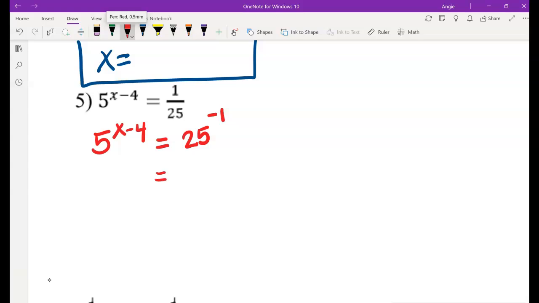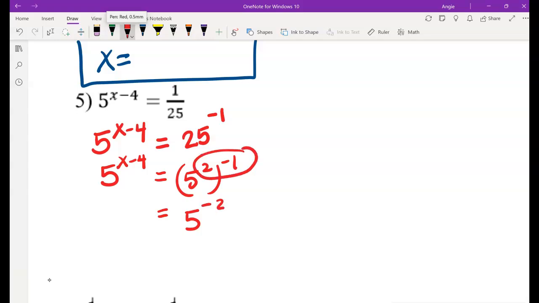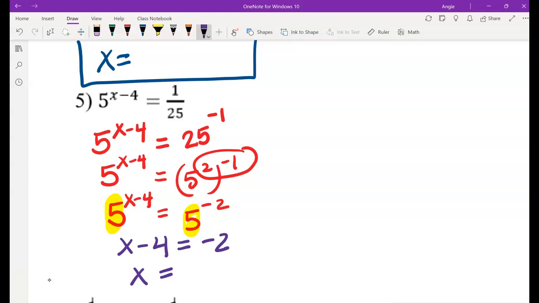Well, 25, students, is really 5 squared. Look at how we broke down the 1 over 25, right? So power to the power, we are going to multiply the exponents out. So that's going to be 2 times negative 1 is negative 2. So we are allowed to convert that down now to the common base. So these 2 bases are now exactly the same. So all we have to do is drop them and make the exponents equal. Add 4 to both sides. So if we add 4 to both sides, negative 2 plus 4 is now positive 2.